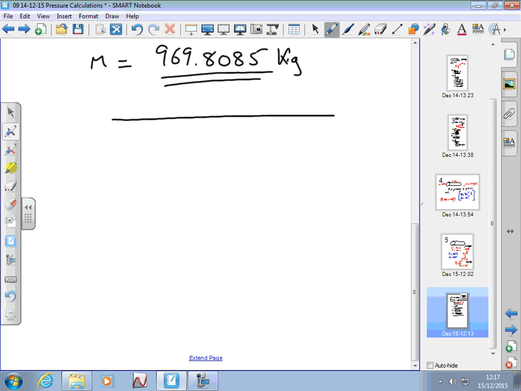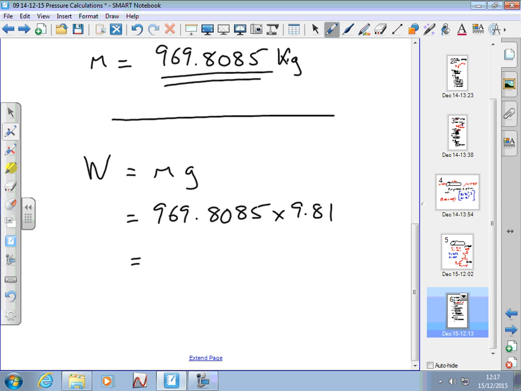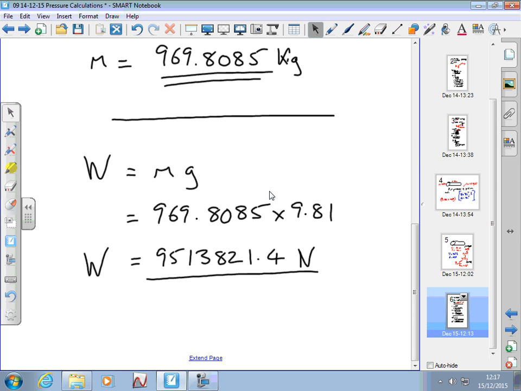Now I need to find the weight. Weight is mass times gravity. So that equals 969.8085 times 9.81, which is gravity. And so that gives me the weight, which is 9513821.4, near enough, newtons. So that's the force. The weight, which is the force. So that's the force that's going to go into my pressure calculation, the weight.